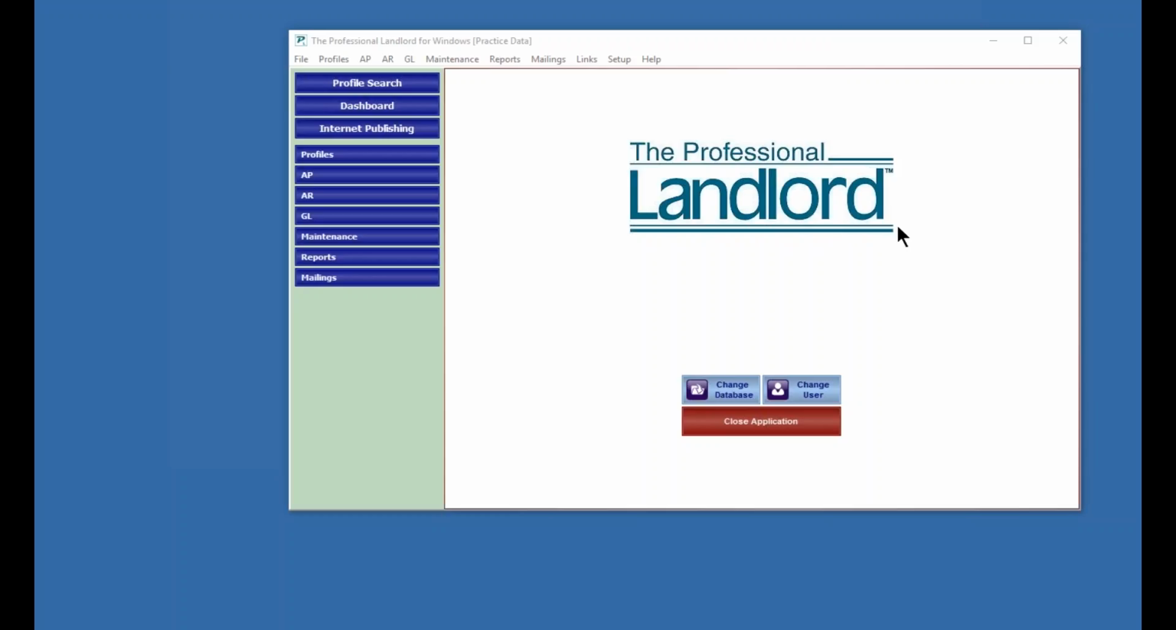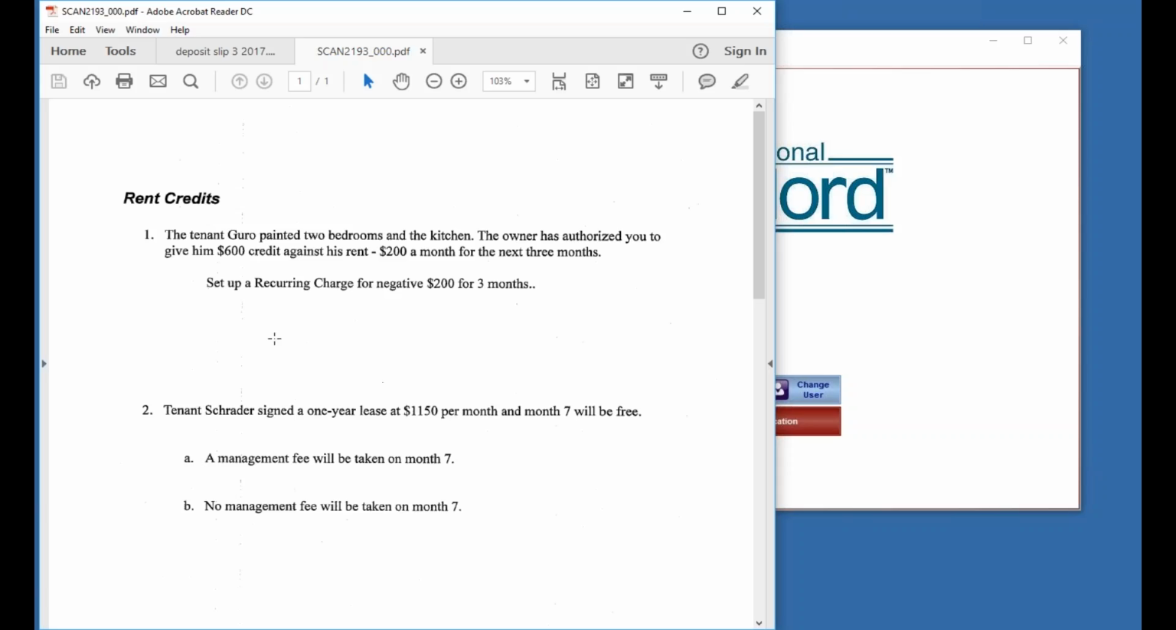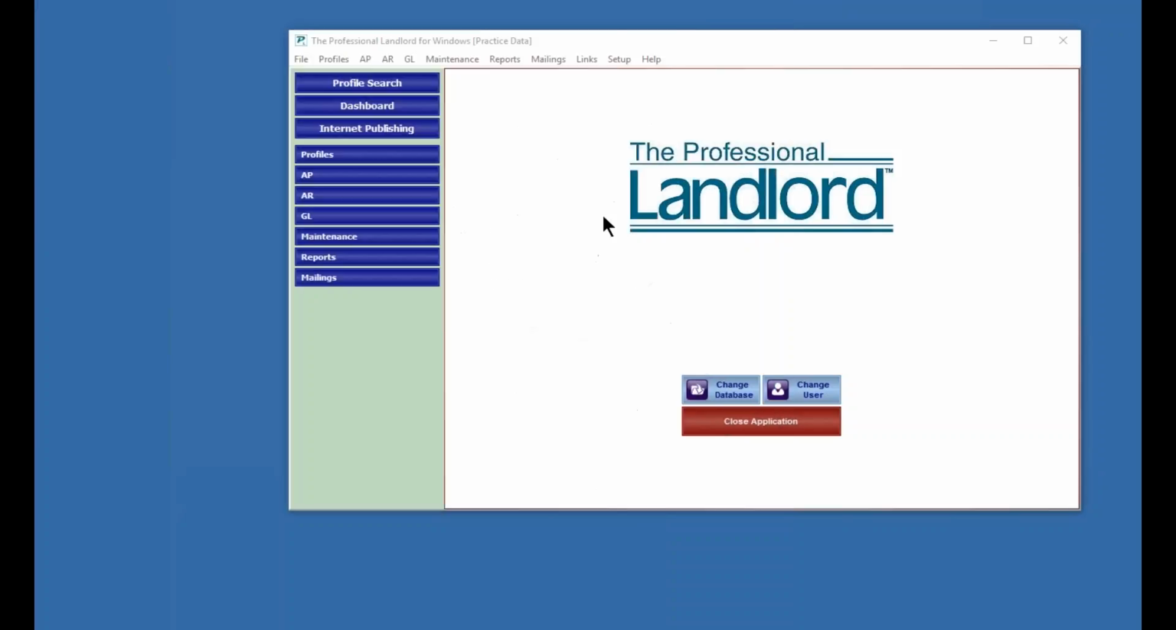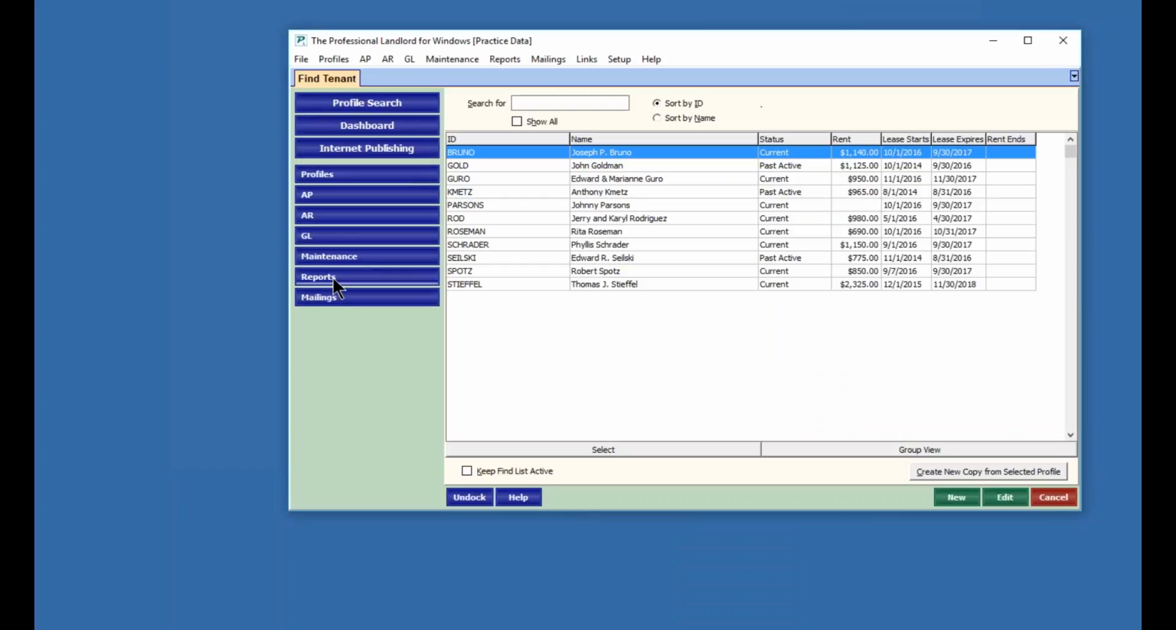All right, this session will cover several ways to give the tenant credit that can be used to pay current and future charges. We're going to use a couple of examples. The first one, we're assuming that the tenant, Guru, painted 2 bedrooms in the kitchen. The owners authorized us to give him $600 credit against his rent, $200 a month for the next 3 months. So we're going to set up a recurring charge for a negative $200 for those 3 months. And the place that we do it is over in the profile, the tenant's profile.